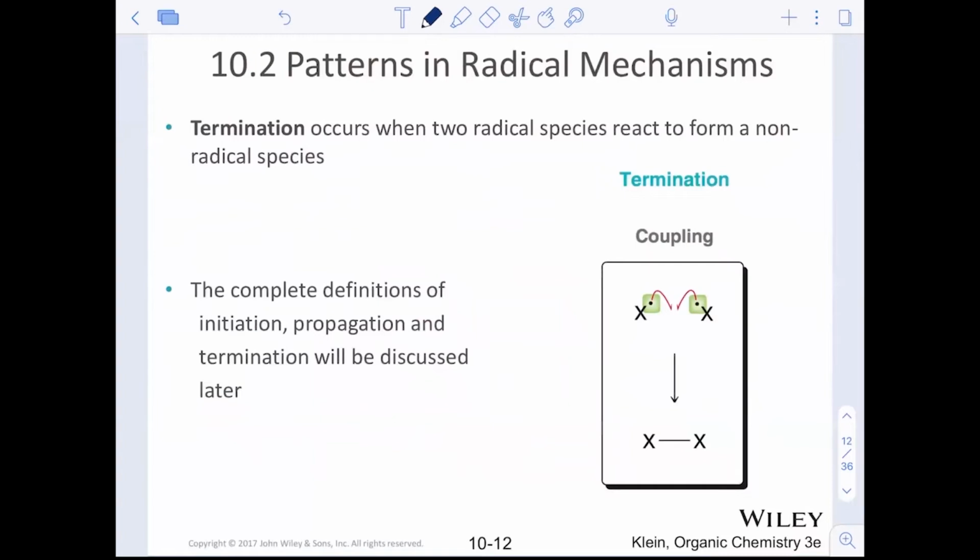Finally, our termination is going to involve a coupling reaction. It actually is where we have two radicals coming together to make one molecule. Notice how there are no radicals in this final product. It's the ending or the termination of the actual radical reaction.